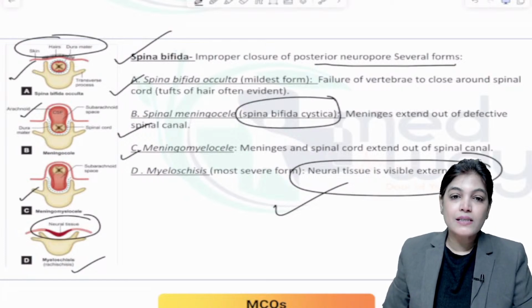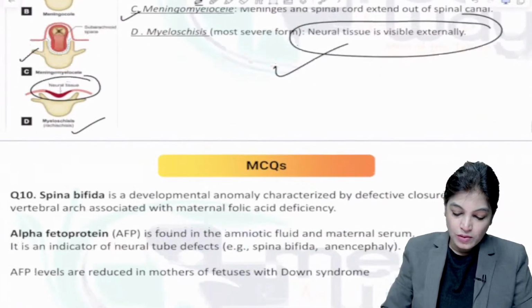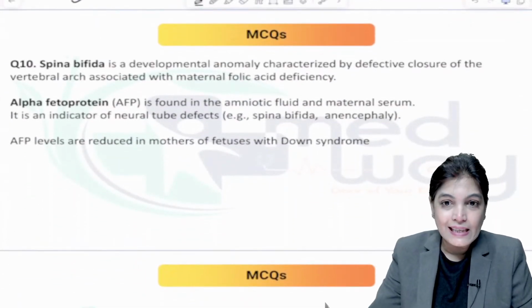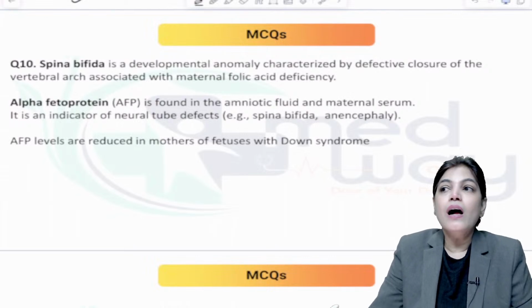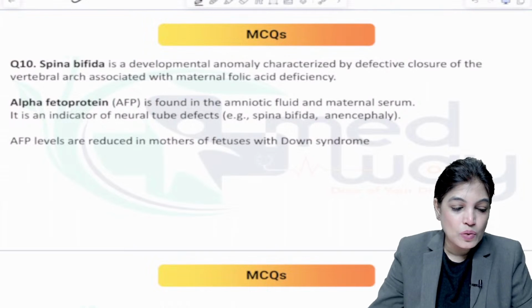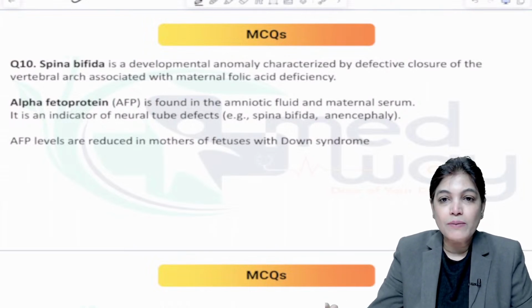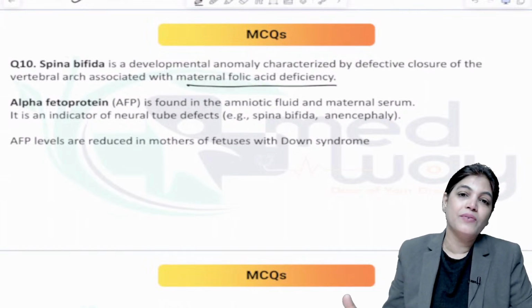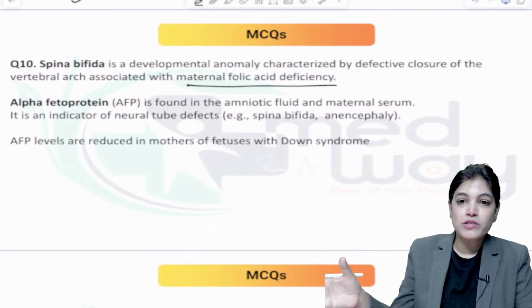So done with this, my dear students. Let's move on to the next. One of the questions in gynae asked about spina bifida, and there we have to know this defect occurs due to improper intake of vitamins. We know maternal folic acid deficiency will lead to this. So this was a question from gynae.